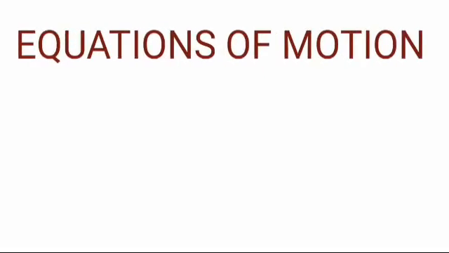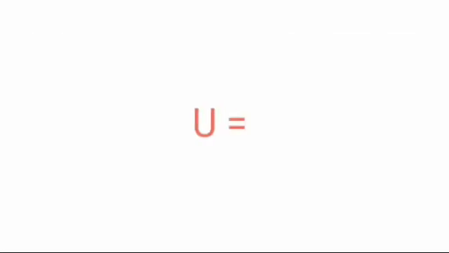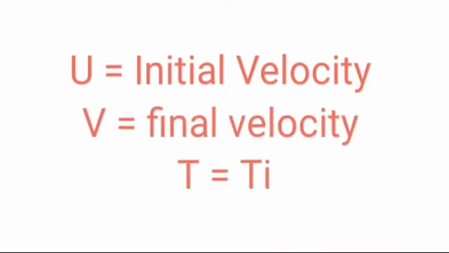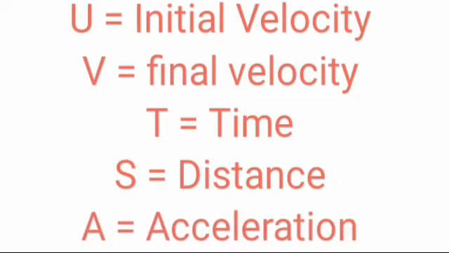Equations of motion. The equations which establish a relationship between velocity, acceleration, and the distance traveled by the body are known as equations of motion. First equation, v is equal to u plus at. Second equation, s is equal to ut plus 1 by 2 at square. And third equation, v square is equal to u square plus 2as. u is equal to initial velocity, v is equal to final velocity, s is equal to distance traveled, t is equal to time taken, and a is equal to acceleration.